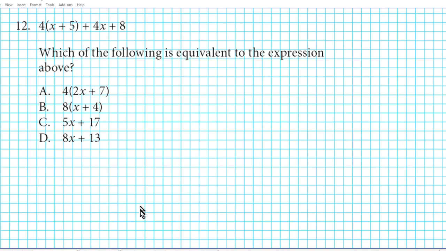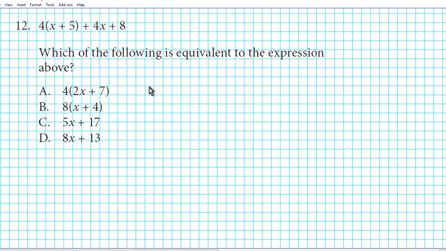Alright, let's take a look at question number 12. It reads 4 times the quantity x plus 5, plus 4x plus 8. Which of the following is equivalent to the expression above?